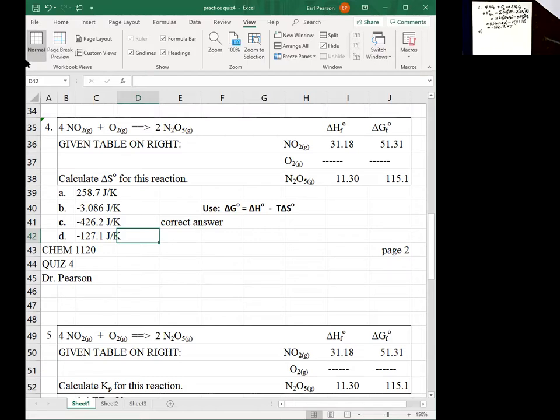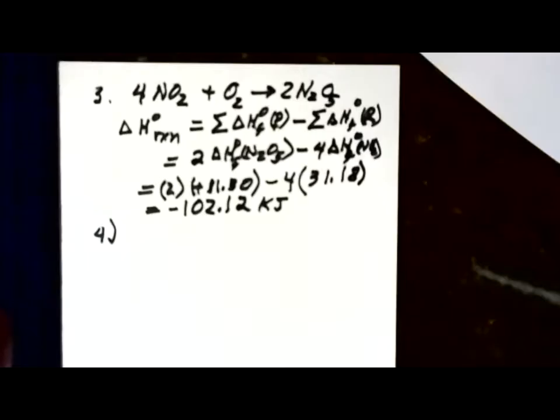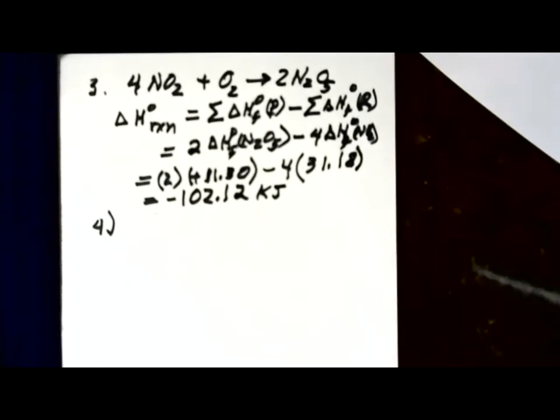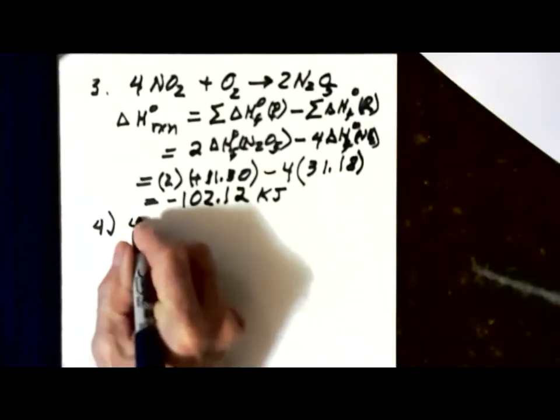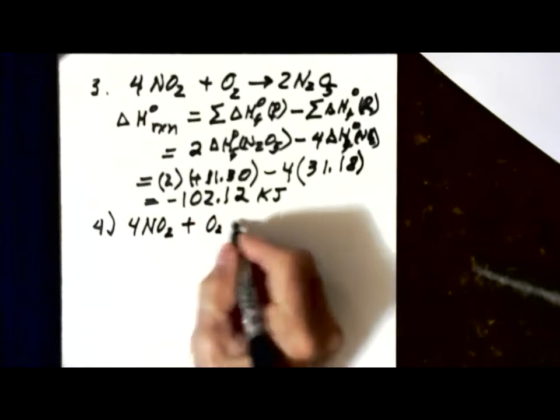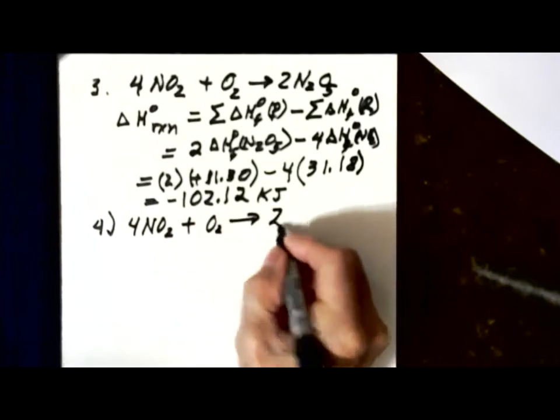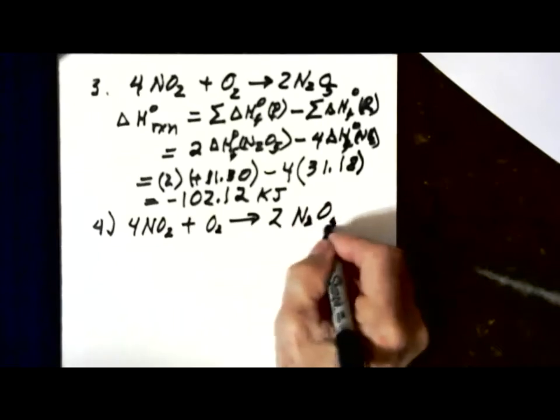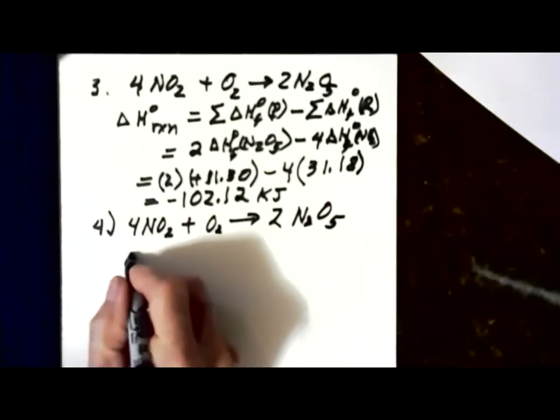All right, so I'll work the next one with you. You can see it's the same reaction. Here's the same table of data, but this time we're calculating delta S for the reaction. Okay, so let's get you back so you can see my pad, and we'll set it up over here. We got the same reaction, so it's 4NO2 and O2 goes to 2N2O5, same reaction, and we want delta S.